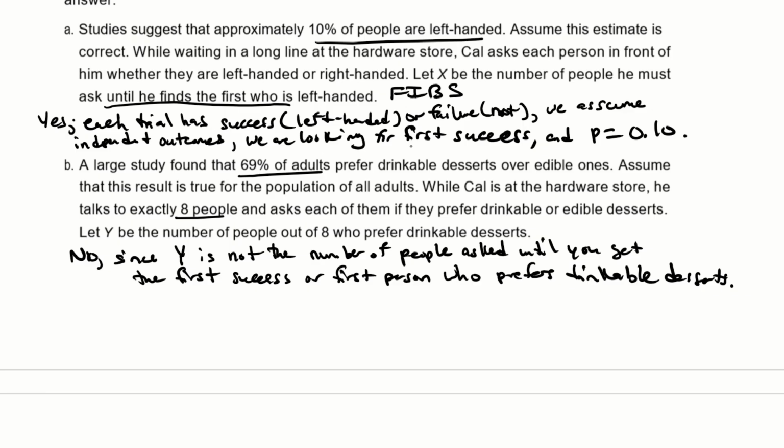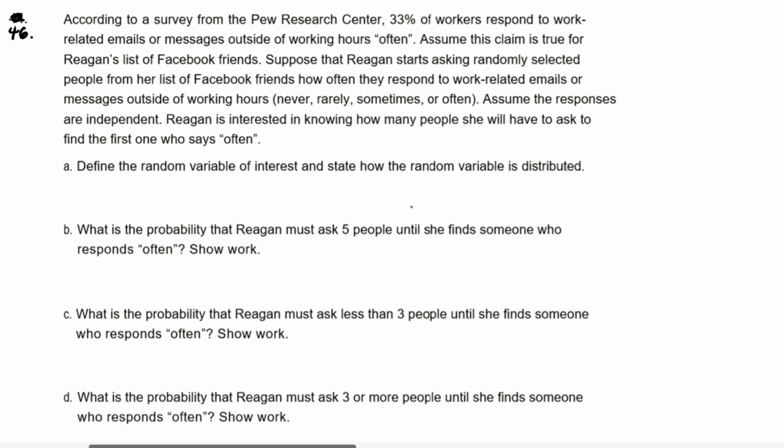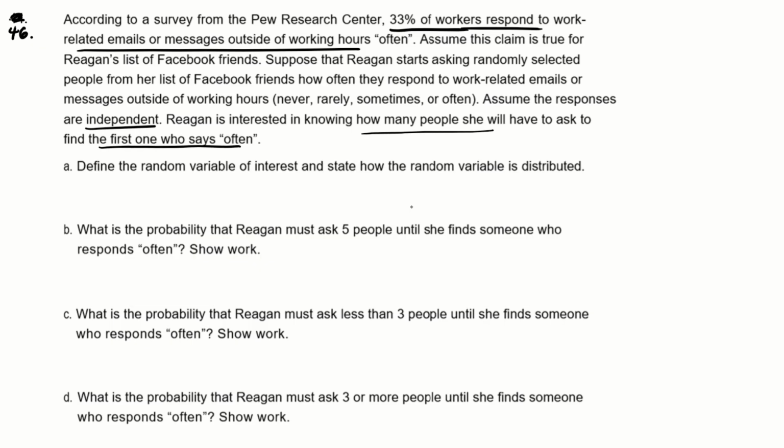All right, number 46. According to a survey from the Pew Research Center, 33% of workers respond to work-related emails outside of work hours often. Assume this is true for Reagan's list of Facebook friends. Reagan starts asking randomly selected people from her list. Assume the responses are independent. Reagan is interested in knowing how many people she'll have to ask until she finds the first one who says often. Okay, so this is F in FIBS, right? Define the random variable of interest and state how it's randomly distributed.